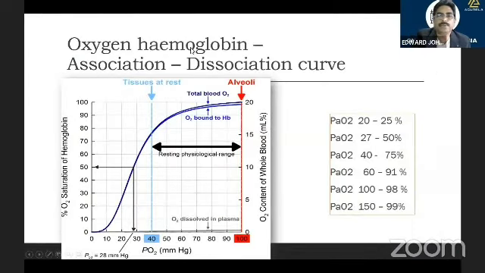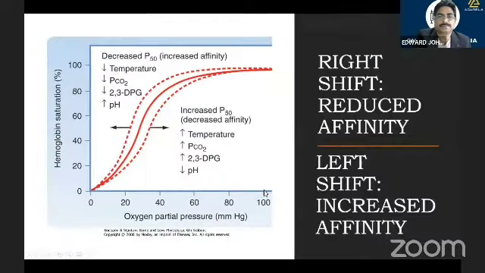So what is the relation between the hemoglobin association and dissociation curve? When the oxygen saturation is 100%, your PaO2 will be 150. When the oxygen saturation is 20 to 25%, the PaO2 will be 20. So that is the critical point. When oxygen saturation is 90%, the PaO2 will fall to 60 mm of mercury. So up to 90% saturation, when it reaches 90% saturation, the PaO2 has fallen to 60. So it is called critical oxygen saturation.